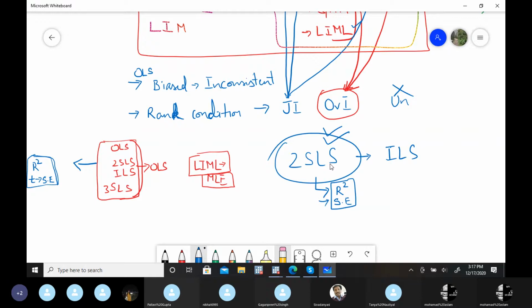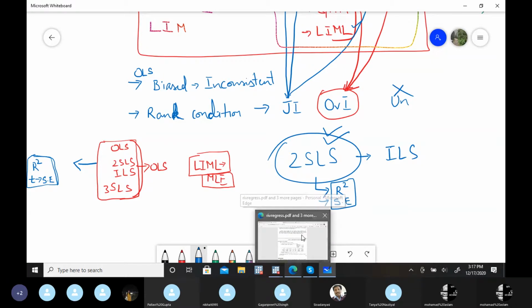Before that, does anyone so far have any doubt in the methodology of 2SLS or ILS, indirect least squares? Those of you who were not absent yesterday. If you were absent yesterday, then maybe you don't know the process of 2SLS. Okay, so let's take a few examples.